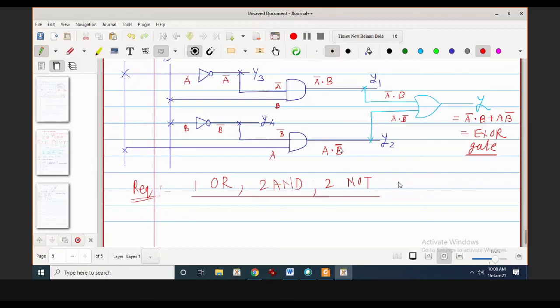Instead of this, I can go for simple one XOR gate, right? In today's example we are looking at, if I have simple one XOR gate, I will require simple one IC. So only one IC can solve my problem. Here I require total three ICs. One for OR, second for AND, and the third one for NOT gates.